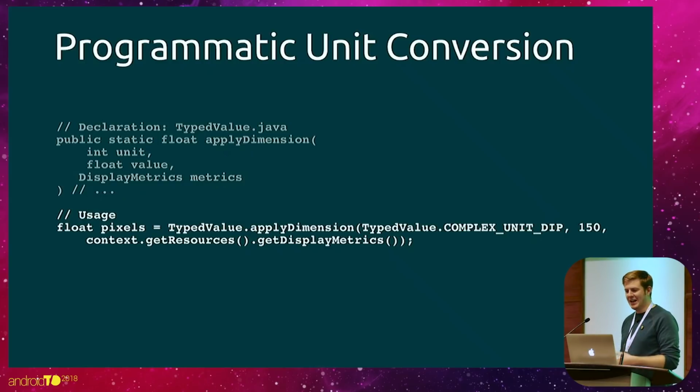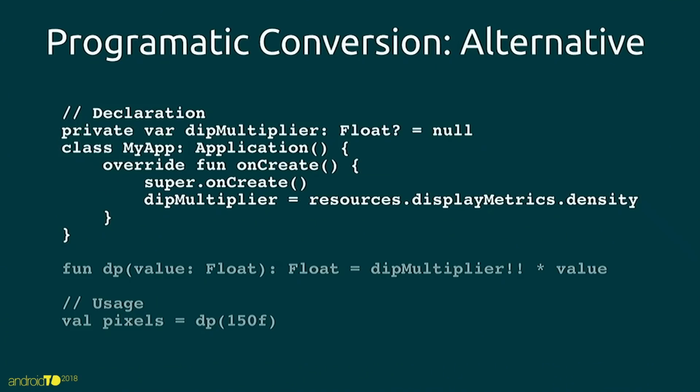If you're using it in a lot of parts of your application, I think this can actually be pretty nasty. But there's an alternative which I actually recommend if you're doing a lot of this work, which is that you can just pull out the display metrics and the density from your application, save it in a field, and then basically just roll your own function for doing these conversions on the fly. And then you can have a nice terse way of doing these programmatic conversions from a physical unit to a pixel density specific unit.